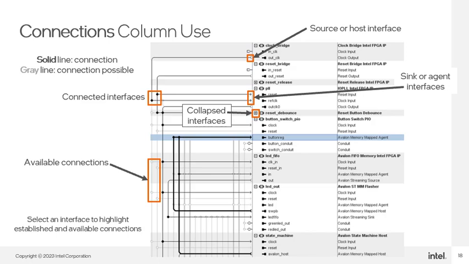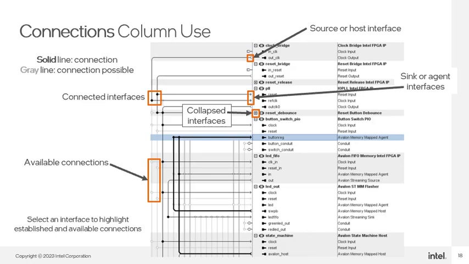The Connections column in the System View or System Contents tab shows which component interfaces are connected and how they are connected to each other. Use the Connections column to quickly and easily make connections from hosts to agents, clock outputs to clock inputs, reset outputs to reset inputs, sources to sinks, interrupt senders to interrupt receivers, and custom instruction senders to custom instruction receivers. The Connections column graphically illustrates existing connections and the connections that are possible between component interfaces.